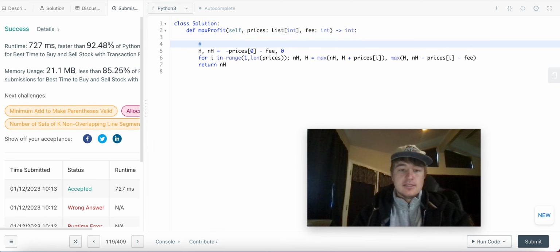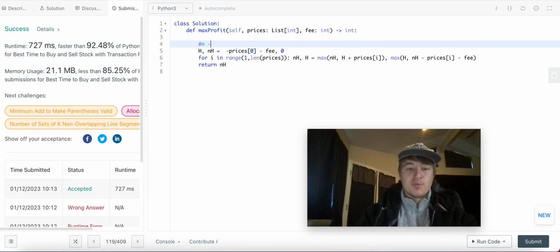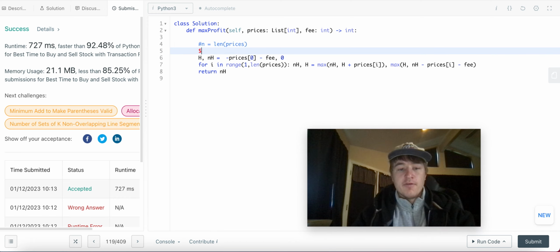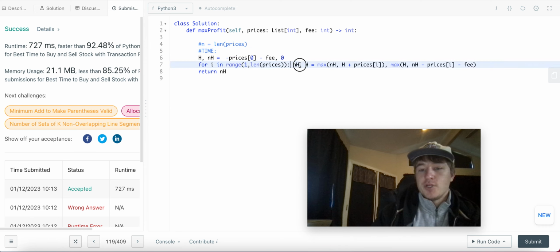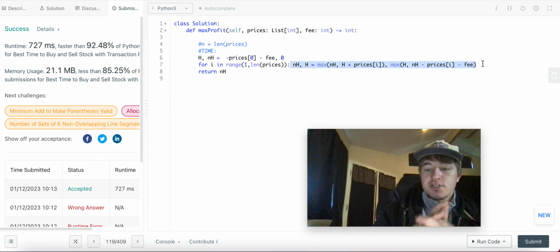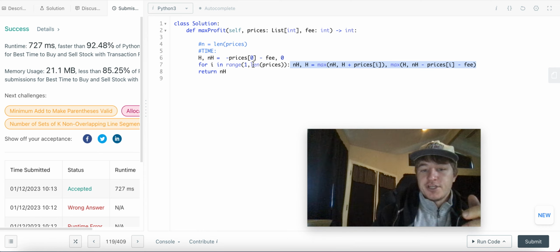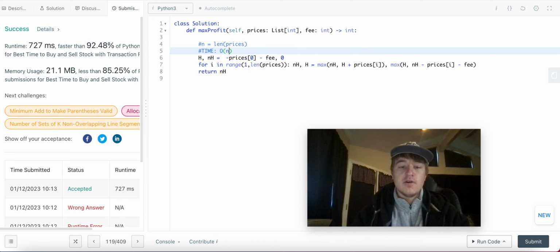So let's say that n equals the length of prices, right? So that's the number of days. For time, well, we just look at each day and we do a constant operation to update both of these variables. So for each of the n days, we do a constant operation. So that's big O of n.